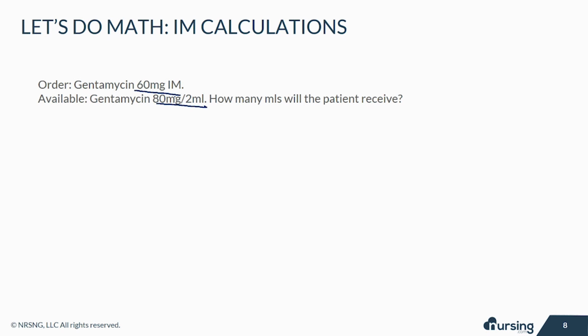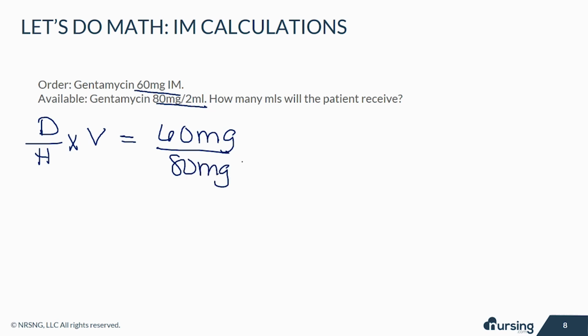In this particular case, both the order and what's on hand are the same unit of measurement, so there's no need to convert. So we can actually just dive right into our desired over have times vehicle formula, okay? So if you did this correctly, you should have had 60 milligrams is your desired dose, over 80 milligrams, which is what you have on hand, times 2 mLs, because that's the vehicle.